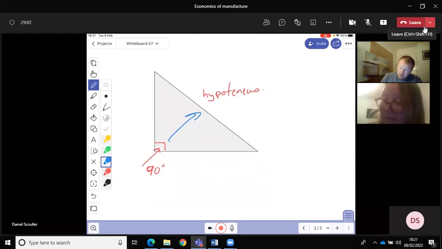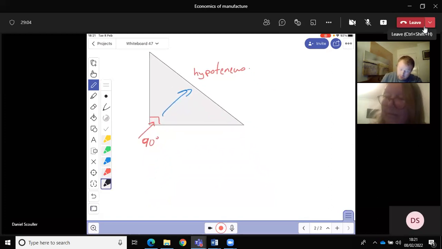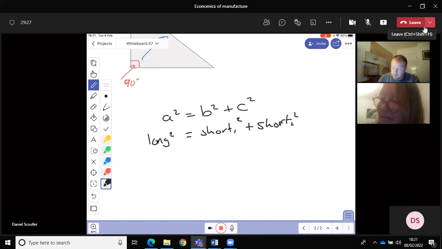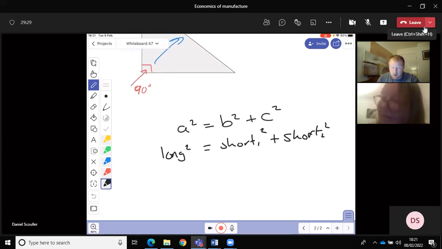And the rule, hopefully you're familiar with or you've seen before, I use a squared equals b squared plus c squared. That's just your long side squared equals the sum of the other two short sides: short side 1 squared plus short side 2 squared. That's all that means.